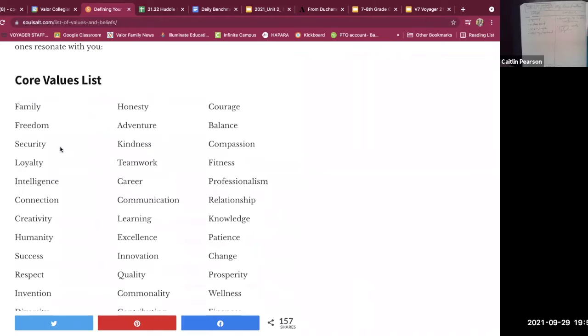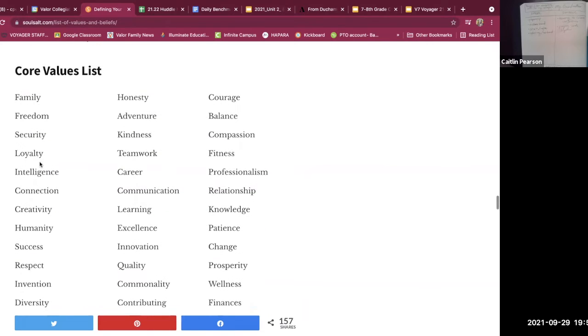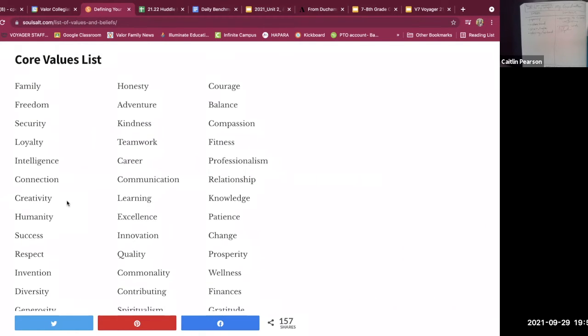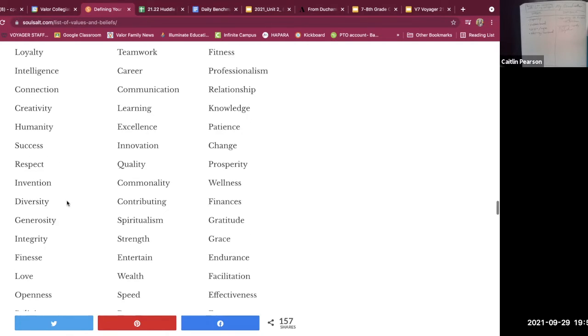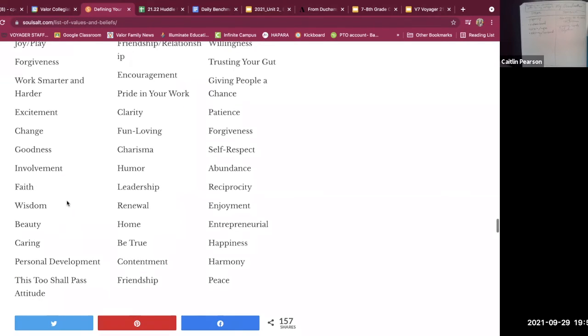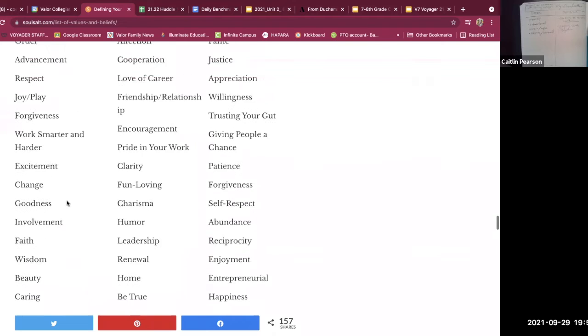Core values list. Family, freedom, security, loyalty, intelligence, connection, creativity, humanity, success, respect, invention, diversity, generosity, honesty, adventure, kindness, teamwork, career, communication, learning, excellence, innovation, quality, commonality, contributing, courage, balance, compassion, fitness, professionalism, relationship, knowledge, patience, change, prosperity, wellness, finances, gratitude. And there are so much more here. So you can just kind of pause this video, take a look at some of those.